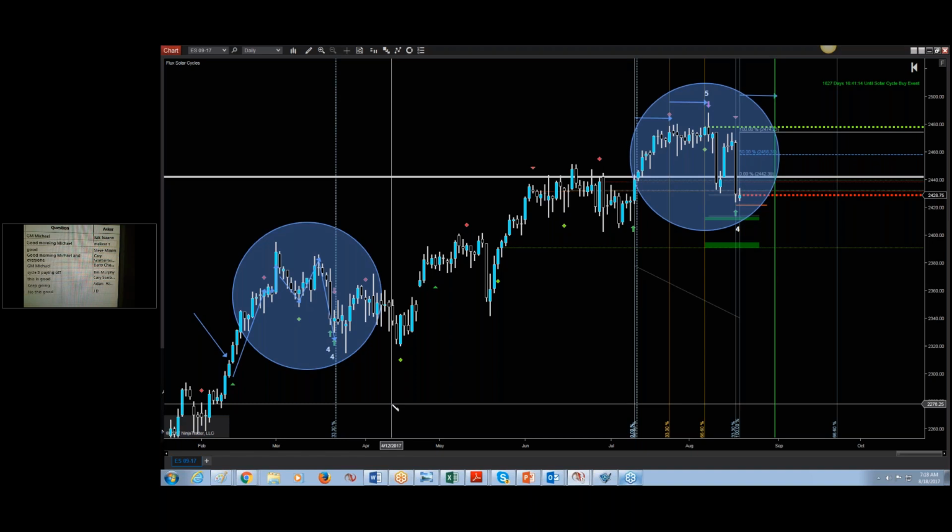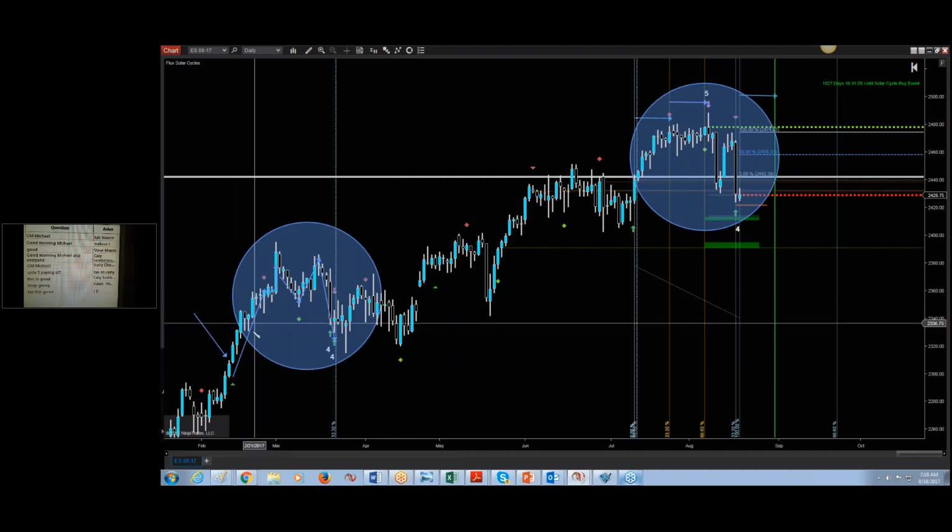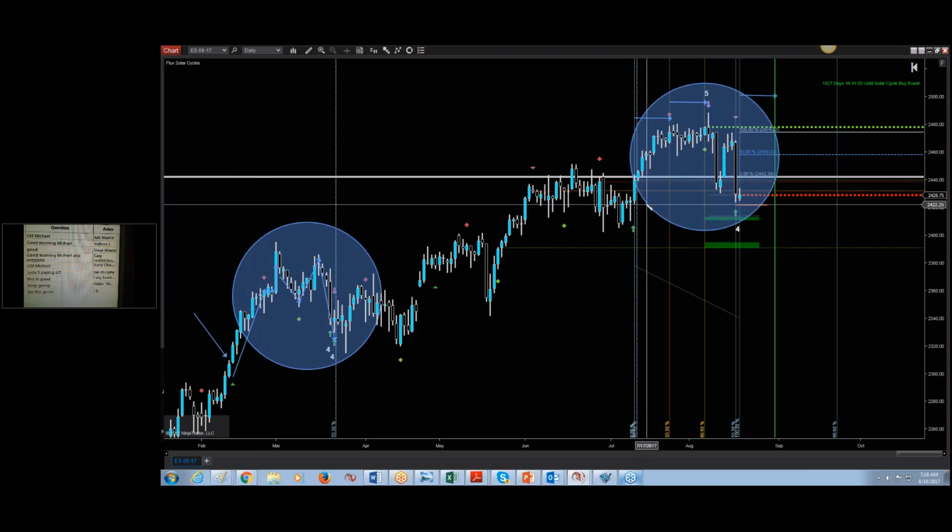There are some things that are unique to each of those patterns. Number 1 is the run up. So here's the run up.